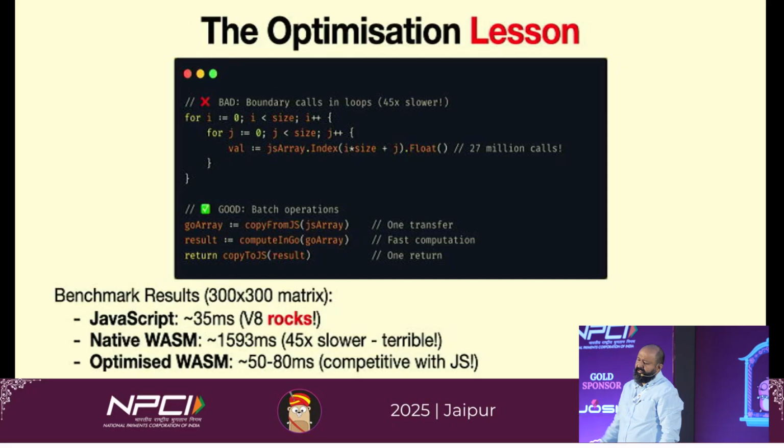So the key takeaway here is that WebAssembly performance is all about minimizing these boundary crossings. You have to make sure you don't do that in something like a loop. You have to make sure you copy over all the data first, then do your computations, especially considering the volume of data.